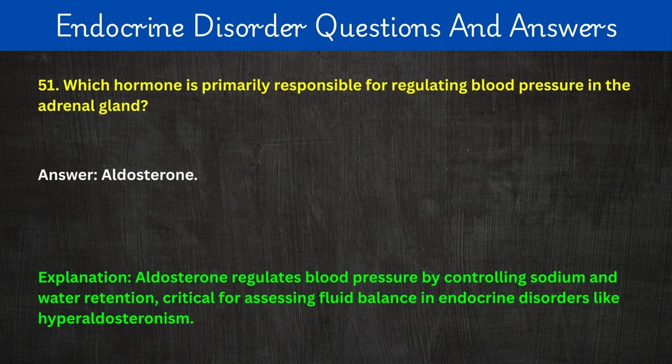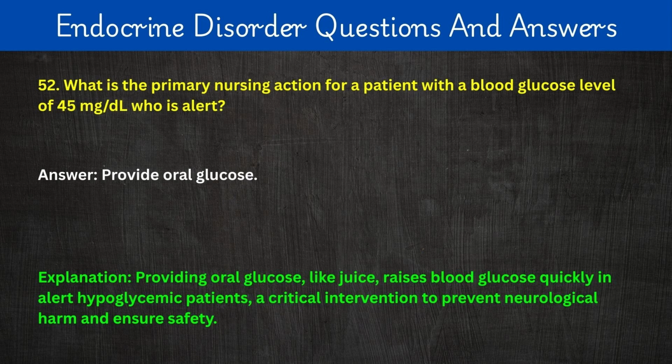51. Which hormone is primarily responsible for regulating blood pressure in the adrenal gland? Answer: aldosterone. Explanation: aldosterone regulates blood pressure by controlling sodium and water retention, critical for assessing fluid balance in endocrine disorders like hyperaldosteronism.